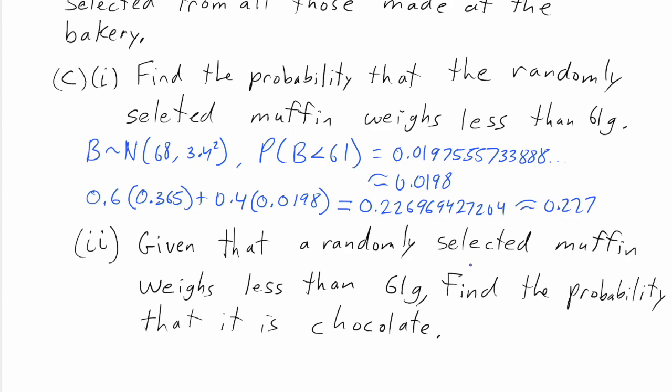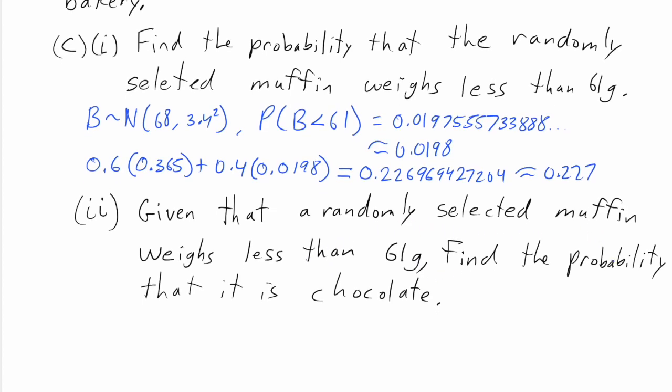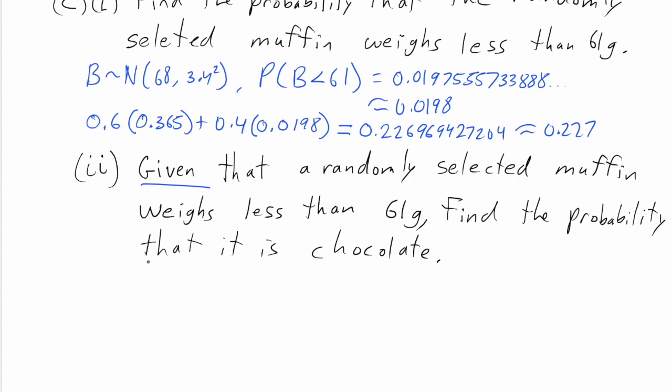Okay, next, given that a randomly selected muffin weighs less than 61, find the probability that it is chocolate. So this is a conditional probability question. So we use the formula from the formula booklet. Probability of A given B equals probability of A and B divided by probability of B. So in this case, remember the given thing is always in the denominator.